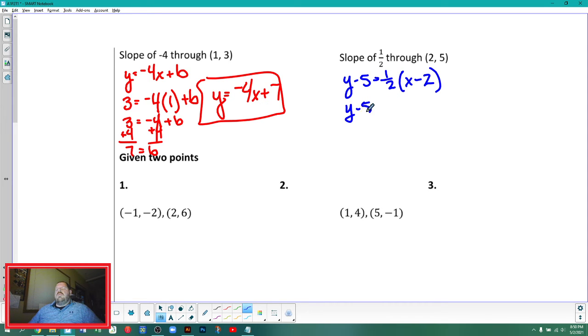So we start off by distributing, and then we move the number over. I almost think this might be an easier way, but it's not taught very often because point slope form isn't taught very often.